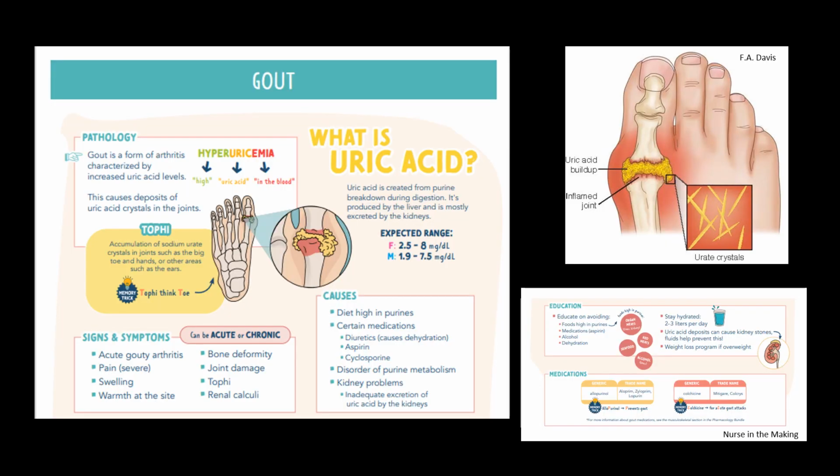So gout. Gout affects approximately 2% of people in the U.S., and it's commonly found in men aged 40 to 60, women aged 55 to 70. Risk factors are obesity, hypertension, eating large amounts of meat and seafood, thiazide diuretics, and consuming large quantities of alcohol.